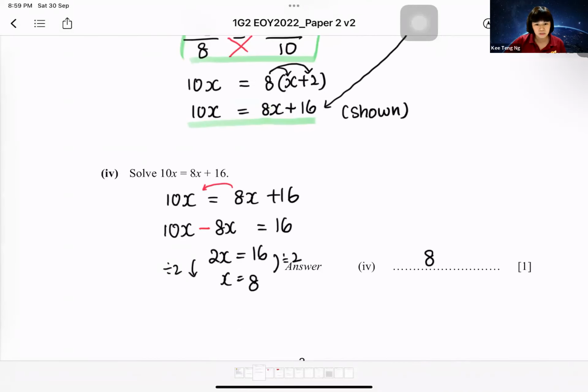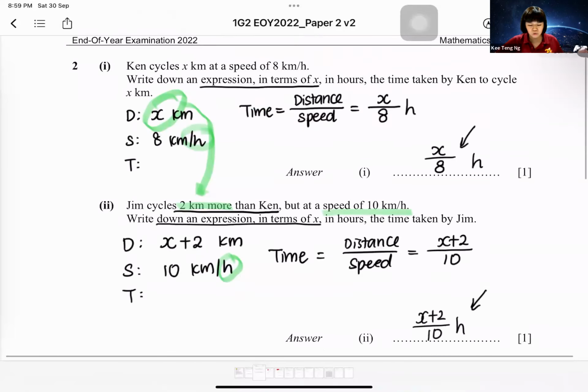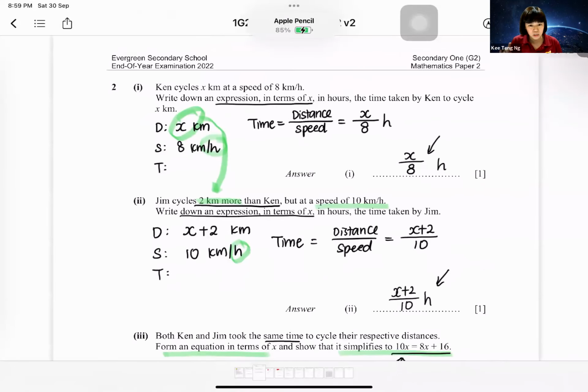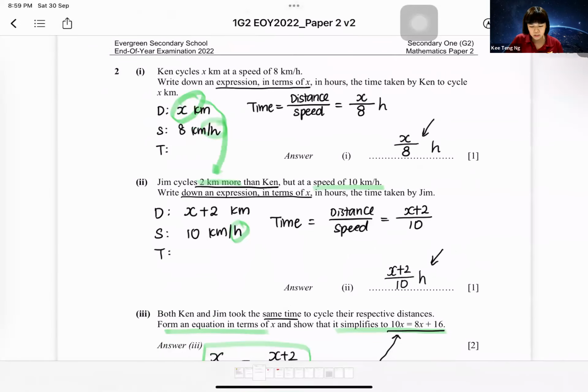Any other questions? If there are no other questions, then we have completed what we need to go through. So please study this question as well.